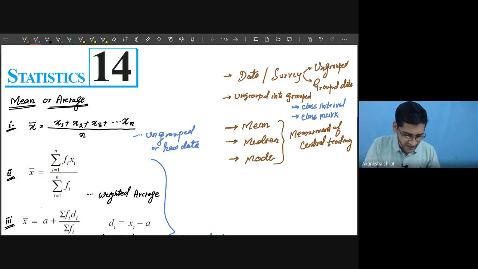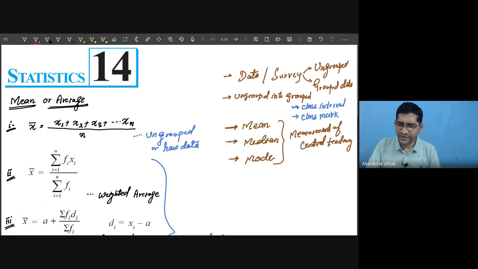Good evening, students. Today we are going to start our new chapter, statistics. This chapter is very easy, provided you have a good understanding or a good calculation approach. Means if you are good enough in numerics, like faster calculation, this is very easy. Only you have to substitute the values in the formula.